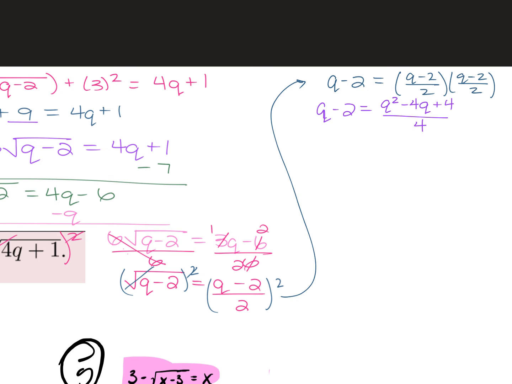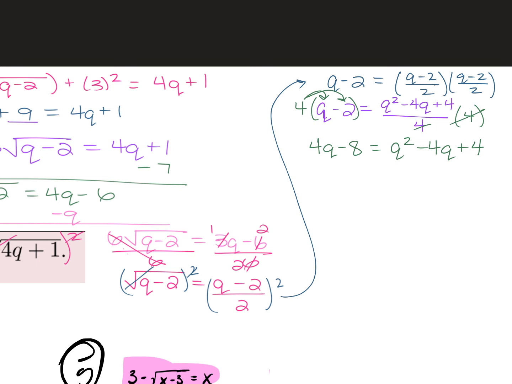I don't want to work with that fraction, so I'm going to multiply each side times 4 to cancel out that fraction's denominator. So this 4 gets distributed in. You have 4q minus 8 is equal to q to the second power minus 4q plus 4. So now you have a q squared.